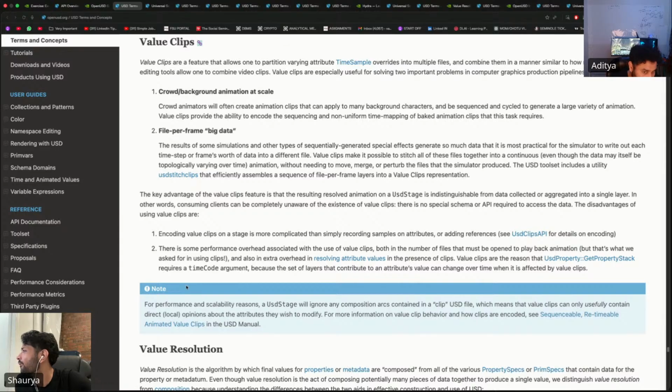Like, as the name says, value clips should be only doing value attribution and value resolution, I would assume. Let's see what the note says.